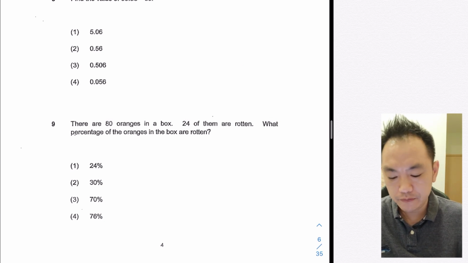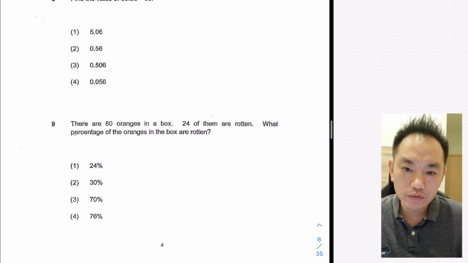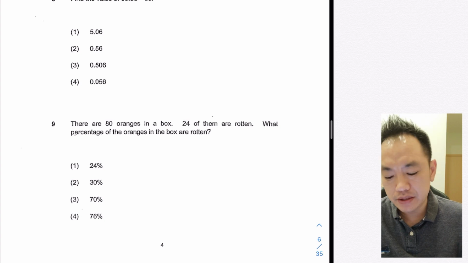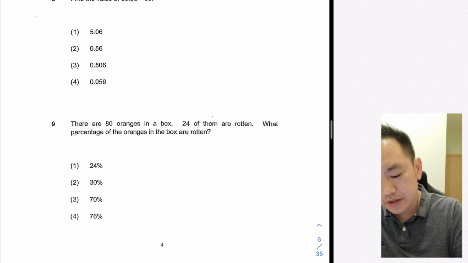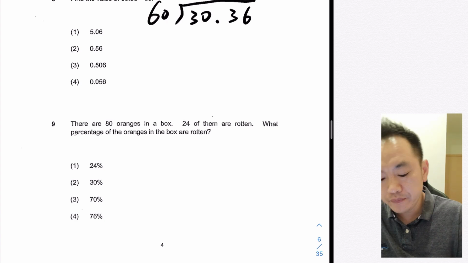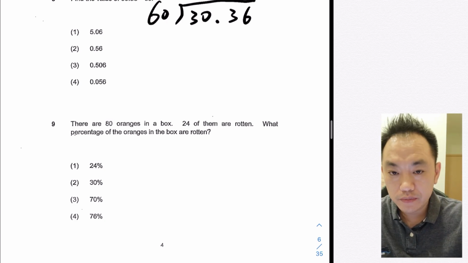30.36 divided by 60. There are a few ways to do this. I will introduce you to a way that is a bit easier so you don't make mistakes, because it's quite easy to make a mistake when you see zeros in the quotient. But let me do it the normal way first. You take 30.36 divided by 60. First of all, you take one digit: 3 divided by 60 is not possible. Then you take the second digit: 30 divided by 60 is also not possible.